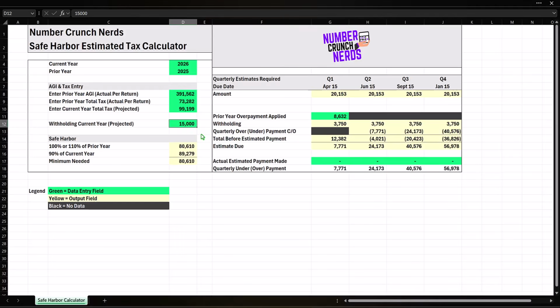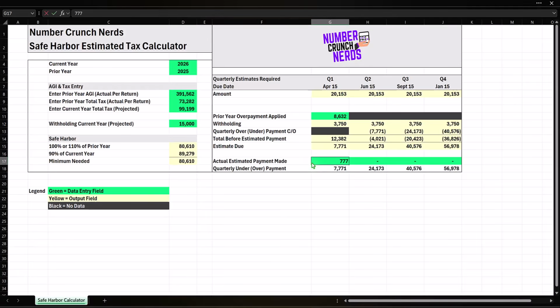I'm not planning to elect to have withholding occur when it actually occurs. I'm going to go with the default. Therefore, the withholding will be applied across the 4 quarters just like this. I do have the overpayment from 2025, so the grand total of that plus the withholding is 12,382. I'm still short, however, by 7,771 compared to the amount that I have to be paid in. And so what am I going to do in this cell right here?